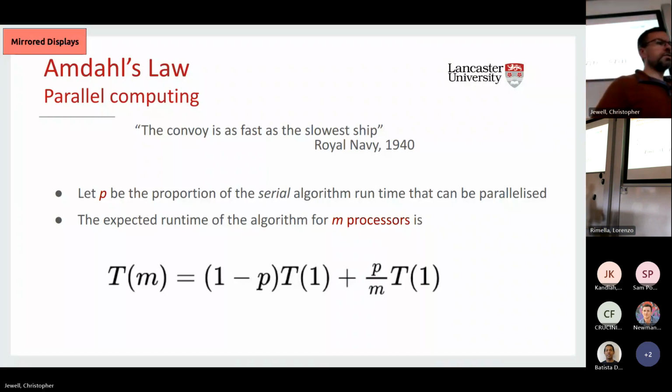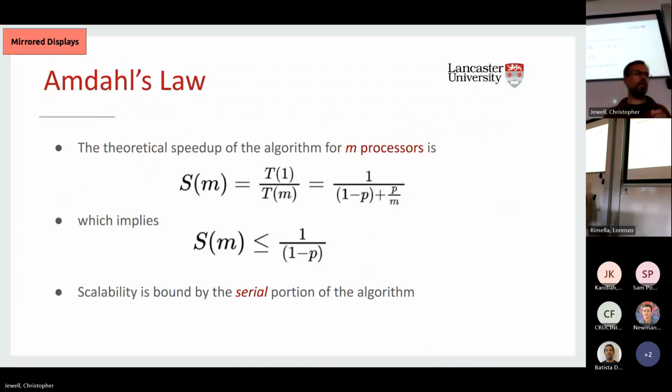So you can rewrite this then and just think about, well, what's the theoretical speed up I'm going to get from employing M processors versus 1 processor. And you get an expression like this. And the point that this is making is that there's a theoretical limit on the speed up that you can expect from your algorithm, thinking asymptotically as n tends to infinity, and it's because you're bound by this serial portion, 1 minus P, of the algorithm. So the convoy only goes as fast as the slowest ship.